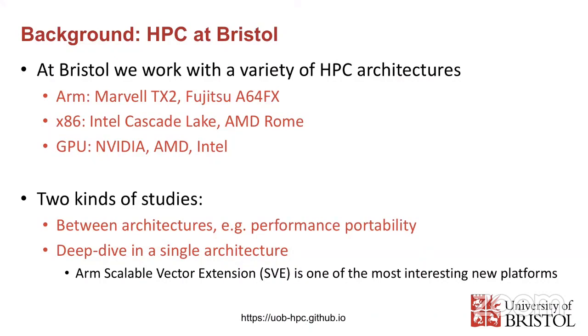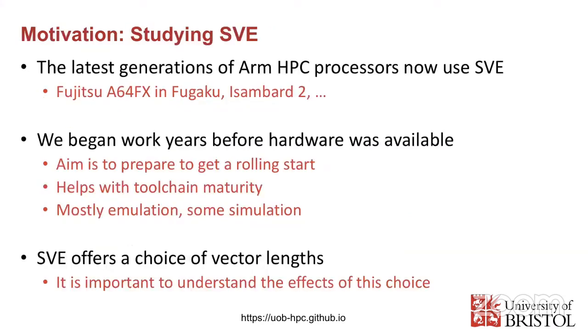One of the architectures we are currently most interested in is the Scalable Vector Extension, or SVE, from ARM. SVE is a relevant architecture to study because of its use in the newest generations of ARM-based HPC processors. Fugaku, the #1 supercomputer in the top 500, uses Fujitsu A64 processors which implement SVE, and in our own Isambard 2 we hope to add some of the same processors later this year.